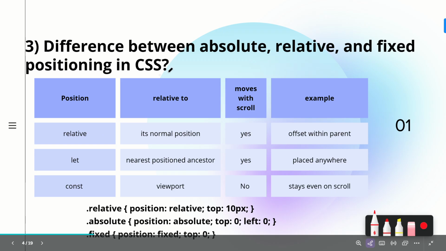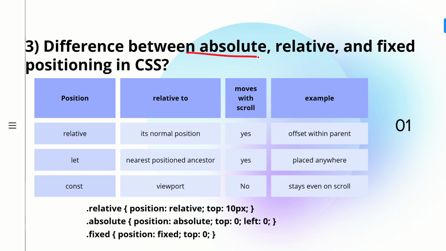Now let's see our third question, that is what is the difference between relative, fixed, and absolute positioning in CSS. Yeah, there was a mistake here, so I have corrected it. So the difference between absolute, relative, and fixed we will be discussing now. Relative, absolute, fixed are positioning properties in CSS, which are helpful in positioning the element on your screen. So we will see relative.